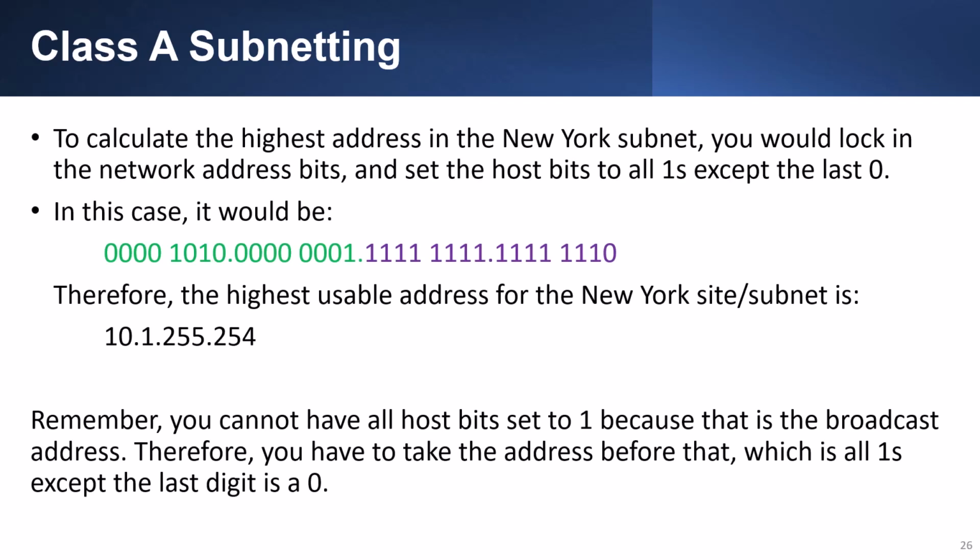To calculate the highest address in the New York subnet, you would lock in the network address bits and set the host bits to all 1s except the last 0 as shown on the screen in purple. Therefore, the highest usable address for the New York site or subnet is 10.1.255.254. Remember, you cannot have all host bits set to 1 because that is the broadcast address. Therefore, you have to take the address before that, which is all 1s except for the last digit is a 0.